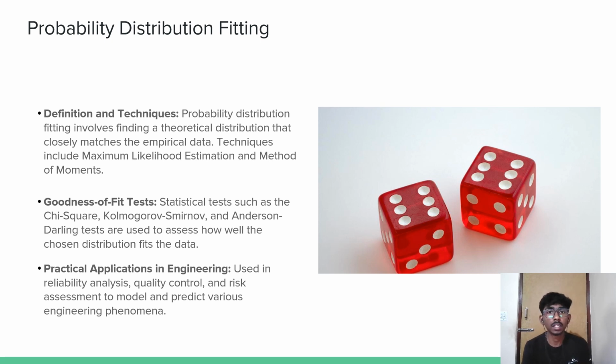Probability distribution fitting, like finding a theoretical distribution that closely matches the empirical data. Techniques include maximum likelihood estimation and method of moments. Goodness of fit tests. Statistical tests such as the chi-square, Kolmogorov-Smirnov, and Anderson-Darling tests are used to assess how well the chosen distribution fits the data. Practical applications in engineering: used in reliability analysis, quality control, and risk assessment to model and predict various engineering phenomena.